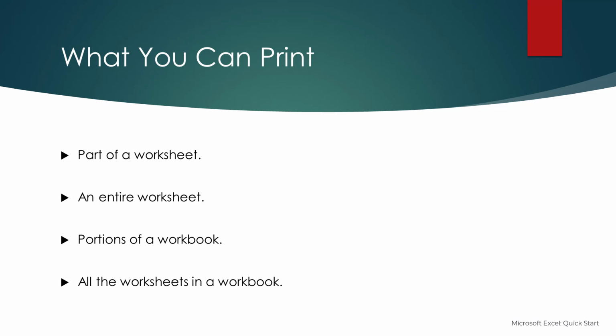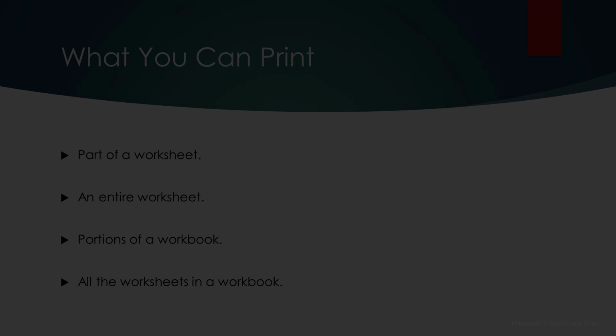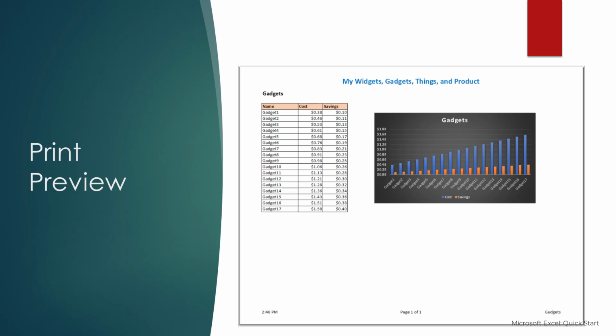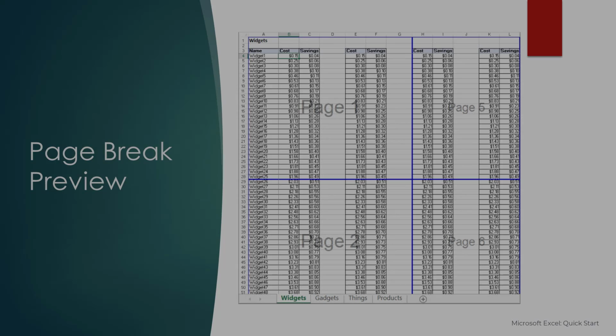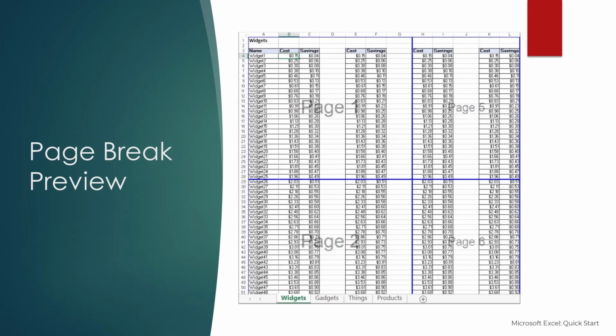Before you commit to sending your document to your printer, you have a couple of ways of reviewing it. First, you can use the Print Preview option, which lets you see what the printed version of your document will look like. Another option you have is to use the Page Break Preview, which lets you see and change where page breaks are in your document.